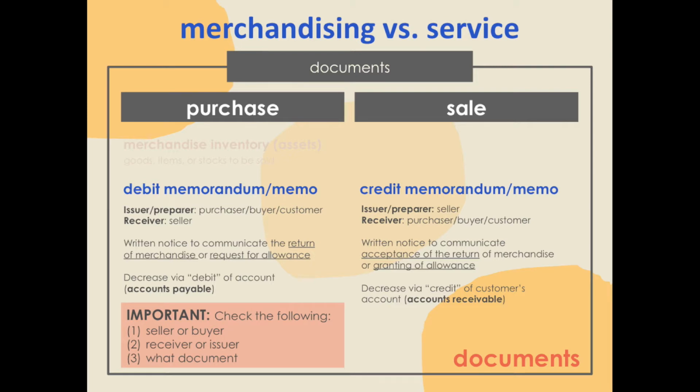For example, if the company is a buyer and it issues a debit memo, then it means that there will be a decrease in its accounts payable balance. If the company is the seller and it receives a debit memo from the customer, then it means that there will be a decrease in its accounts receivable balance.